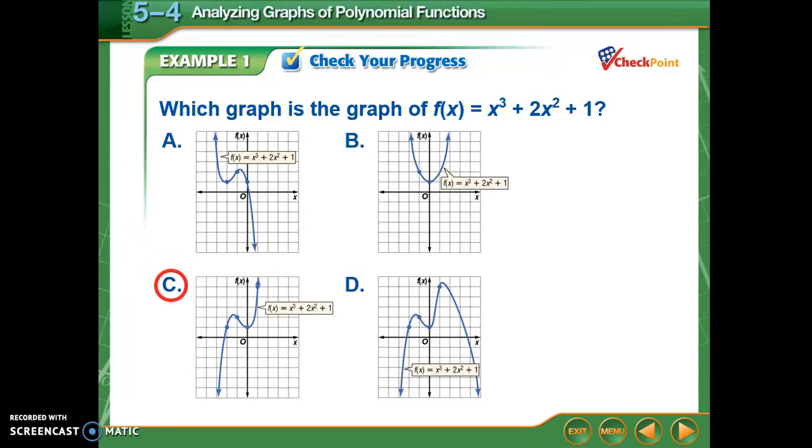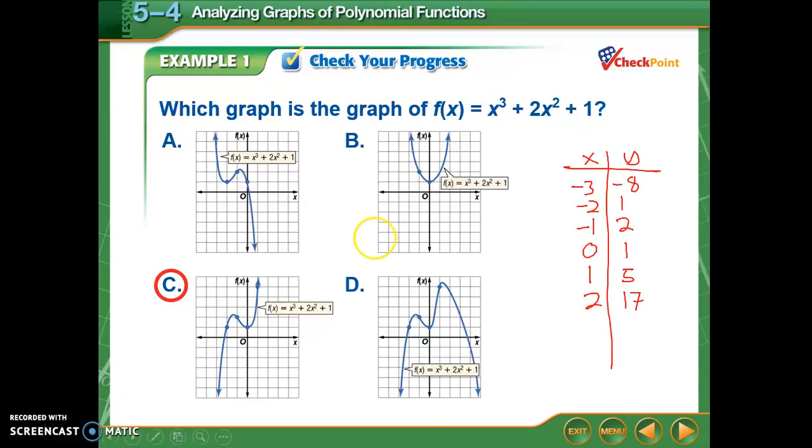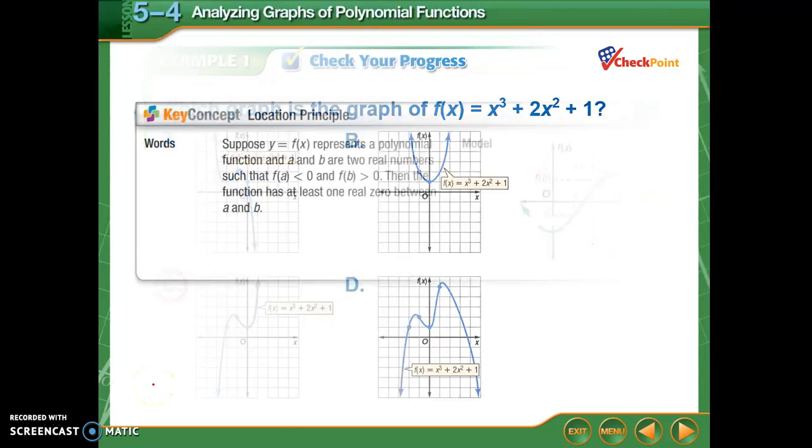All right, the answer to this one should be C. All right, here's an example of what your table of values could have looked like. Again, you should have thought about the end behavior of this function. It's a positive leading coefficient with an odd degree. So as x goes to negative infinity, y should go to negative infinity. As x goes to positive infinity, y should go to positive infinity.